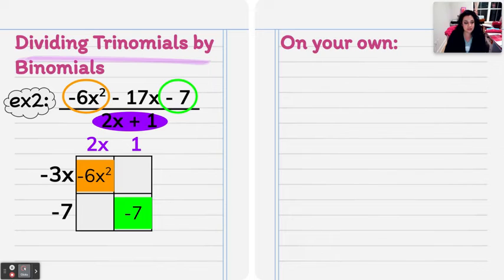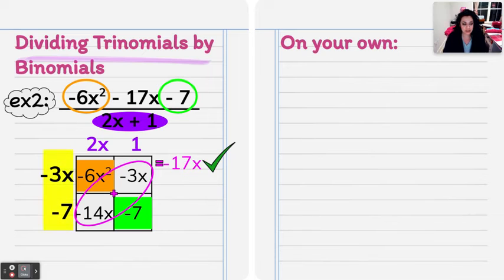So negative 3x times 1, negative 3x. And negative 7 times 2x, negative 14x. I'm going to combine those two like terms right there. Negative 14x plus negative 3x is negative 17x. And that is exactly what I have left in the middle of my trinomial. So my answer is good. So the two terms now become my binomial, which is the answer to this division problem.